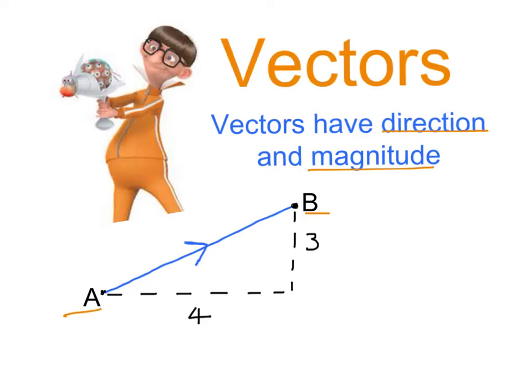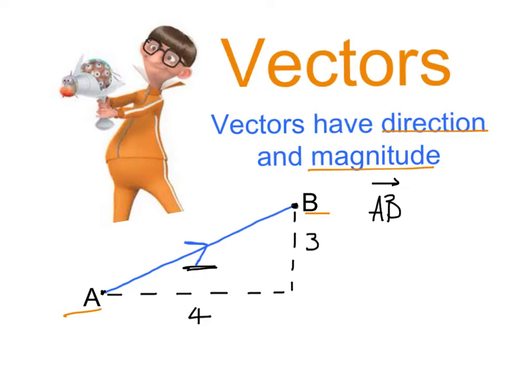So we can describe this vector in a lot of different ways, and these are notations that you might see in your exams. The first one is that we say we're going from A to B. So we have the point A, the point B, and then an arrow as to which way we're going. And that's normally described on a diagram by an arrow on the line.